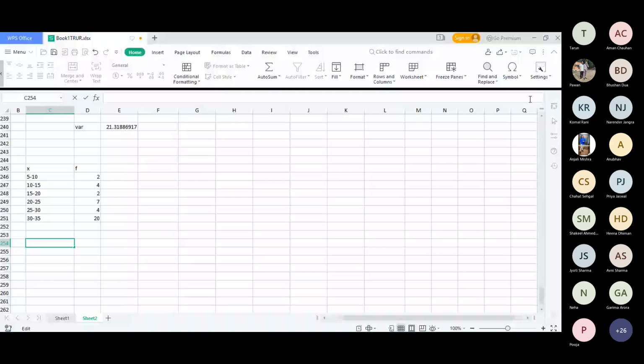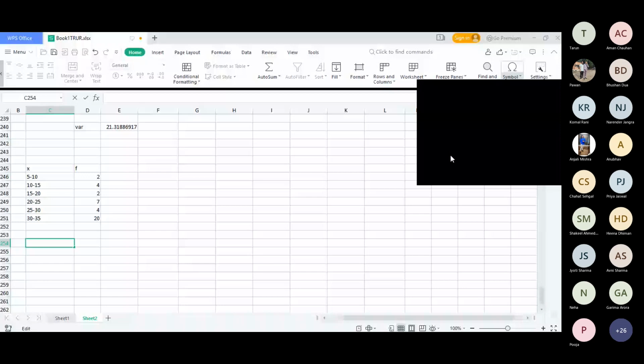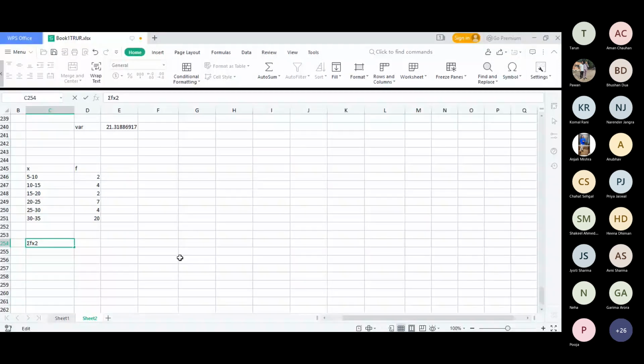So how can we write that? We can write it like this: summation of fx square divided by summation of f, minus summation of fx divided by summation of f, whole square. So that becomes the one step formula for the calculation about the mean.